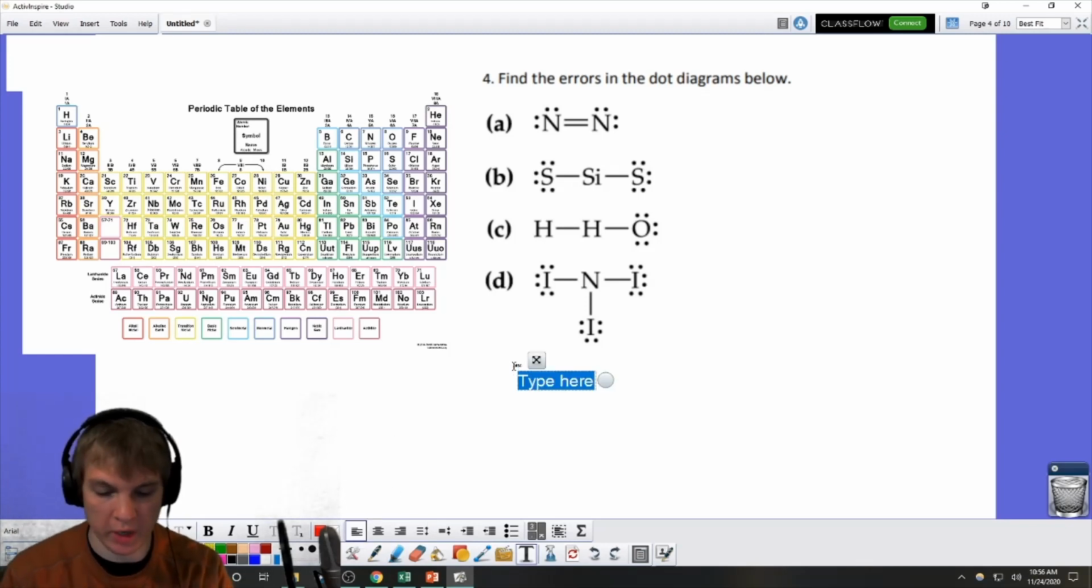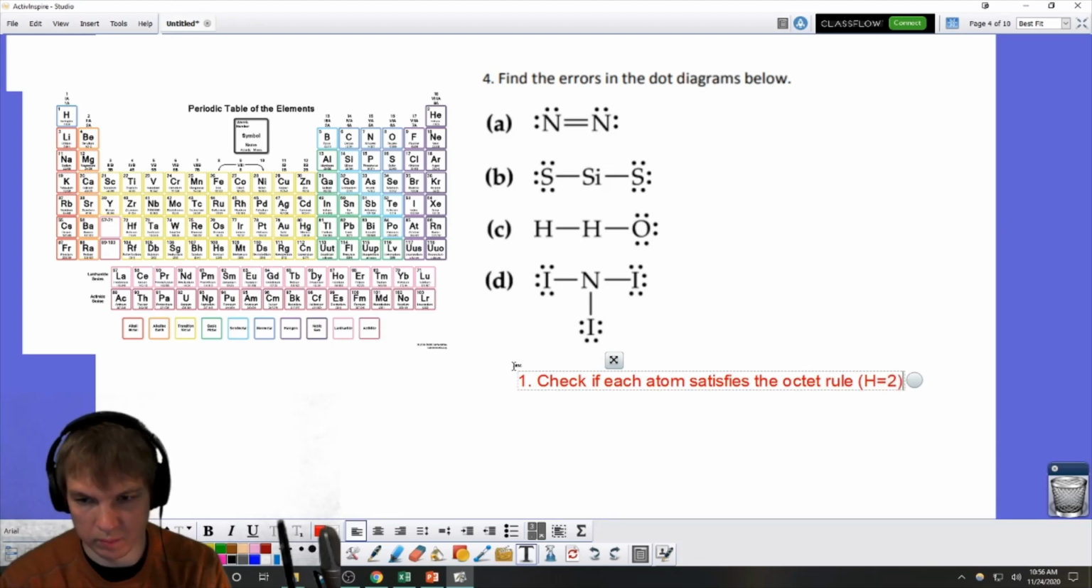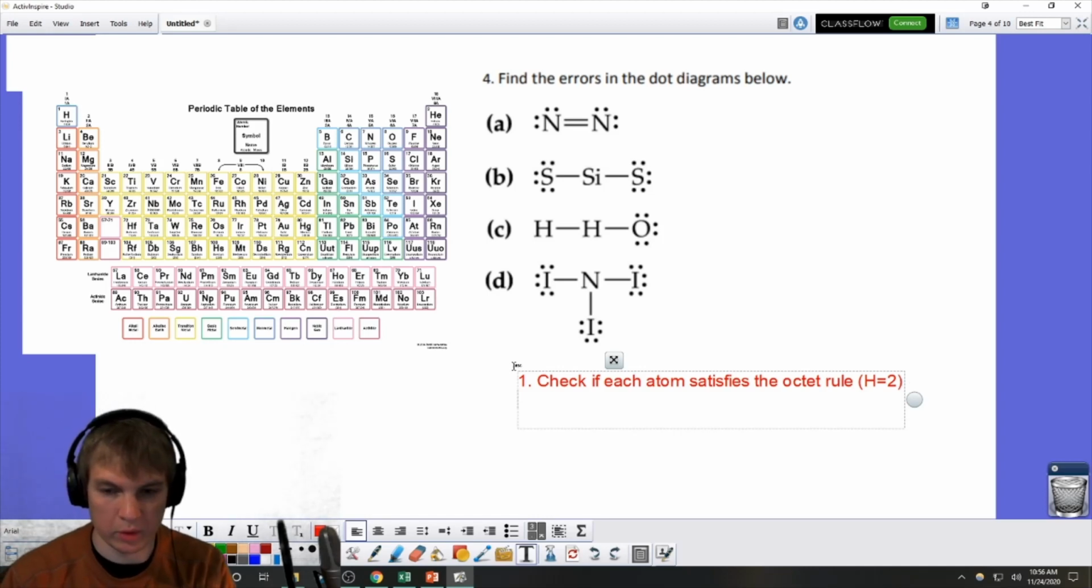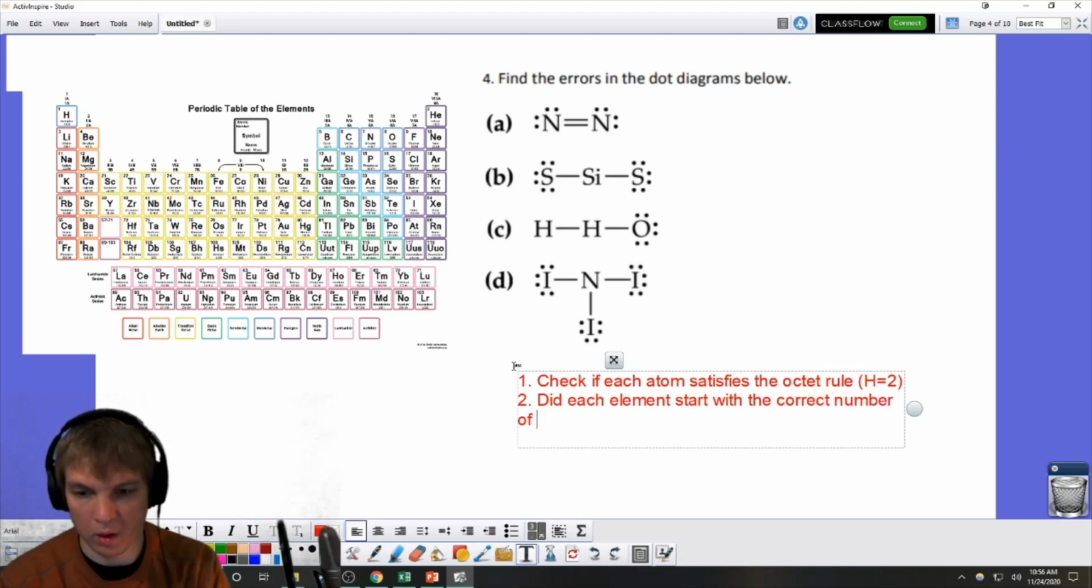The first thing I would check is if each atom satisfies the octet rule. But we have to remember hydrogen only wants 2. Okay, so that's the first thing that we will check. The second thing that we would check is, did each element start with the correct number of valence electrons? Okay, so that's the second thing that we would check.